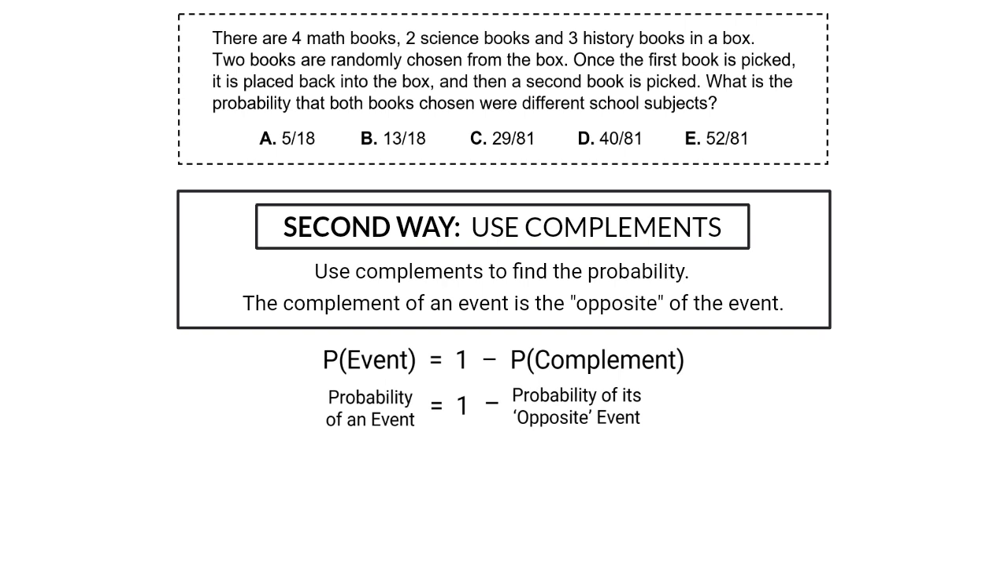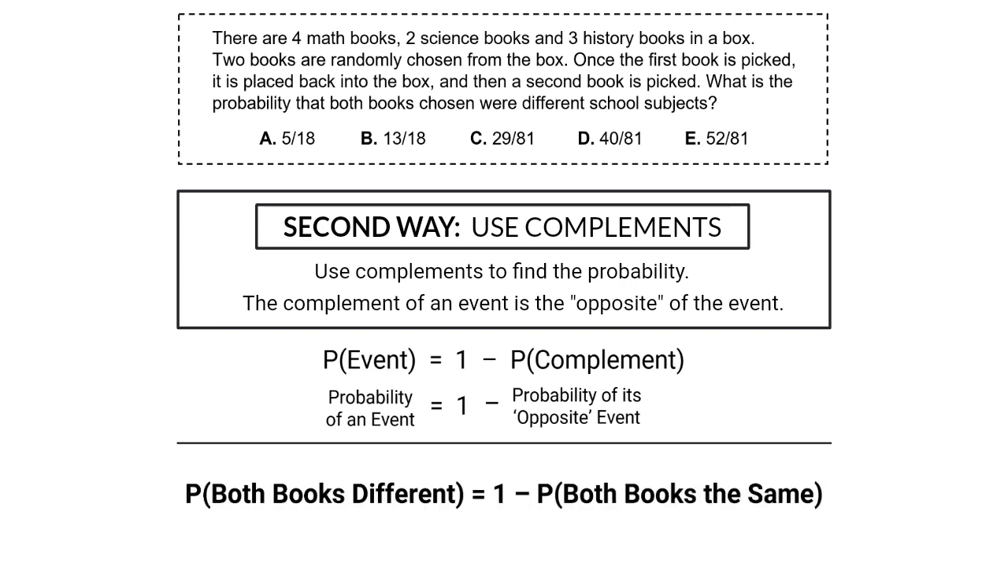So the second way to solve this problem is to use complements. Complements are kind of like the opposite of an event. And so you can find the probability of any event by just taking one and subtracting by the probability of its complement. So in our particular problem, the actual event we got to find is the probability that both subjects are different. The opposite of that is that you're picking the same subject for both books. So if we want to find the probability that both books are going to be different, we can just do 1 minus the probability that both books are the same.